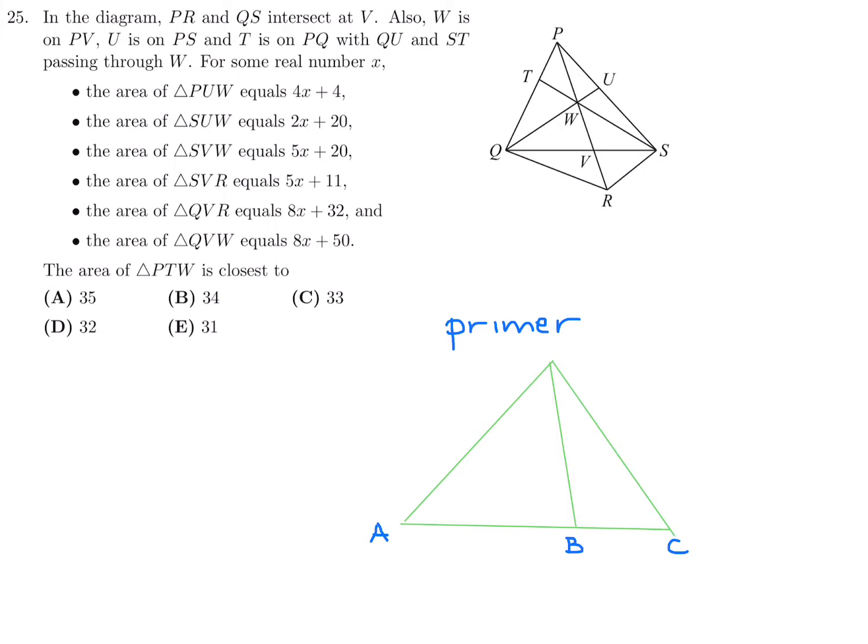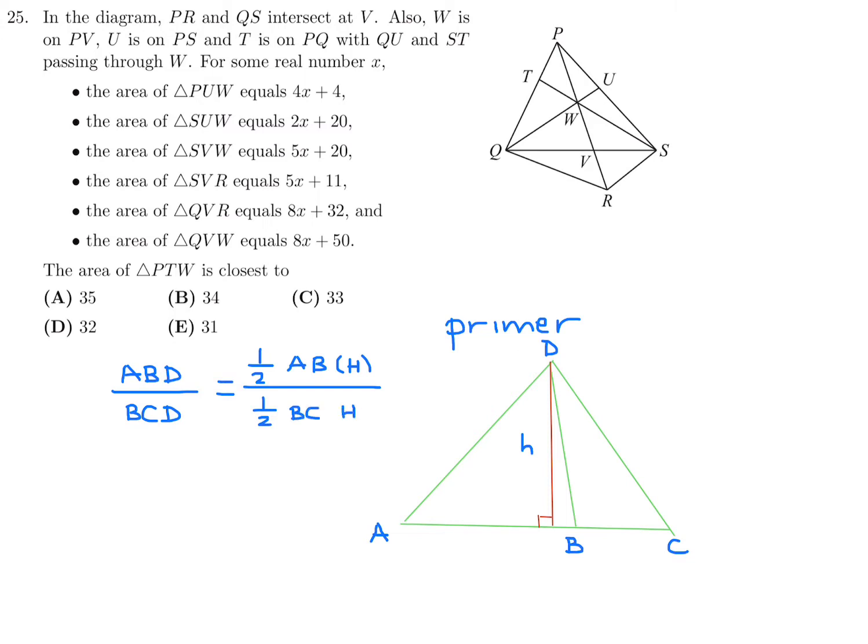The first thing I need to do is draw an altitude. So I'll draw an altitude that's perpendicular to the base, and we'll call that height. So the area of ABD, we'll call this D, I guess, over the area of BCD. First, let's do it the long way, 1/2 base times height. So the top would be 1/2 base, which is AB, times height. The bottom is 1/2 base, which is BC, times height. It has the same height. And if you notice, the heights and the halves cancel, so you just have AB over BC.